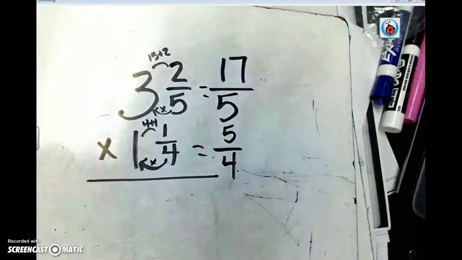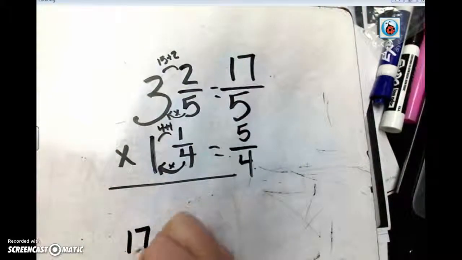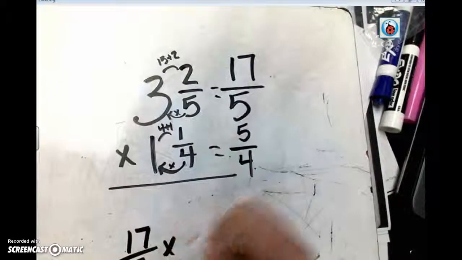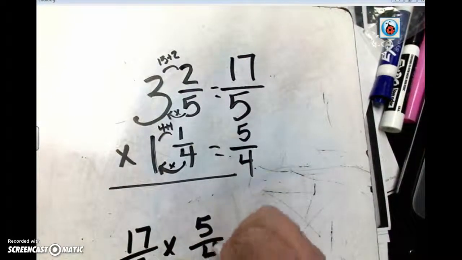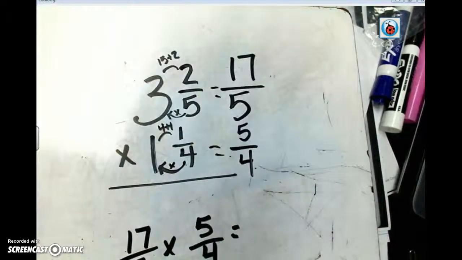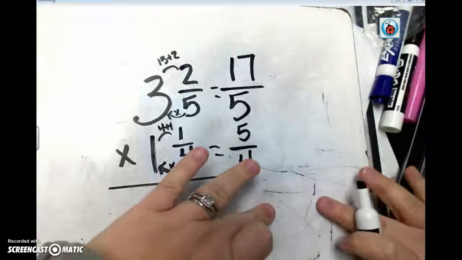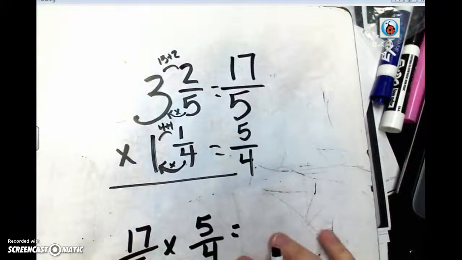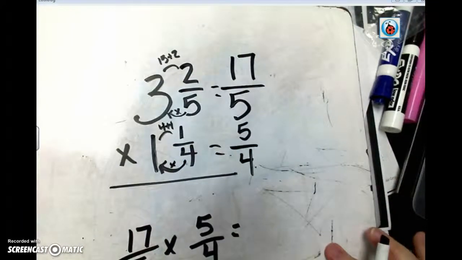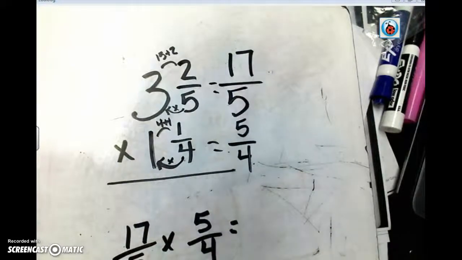Now I have 2 improper fractions. I know how to multiply these, right? I have 17 over 5 times 5 over 4, right? Okay? I can multiply 17 times 5 to get a numerator and 5 times 4 to get a denominator. I'm going to cross reduce. Okay?